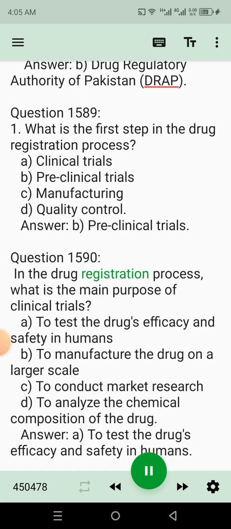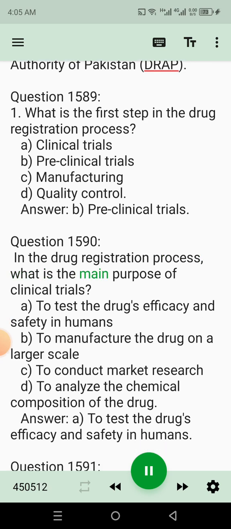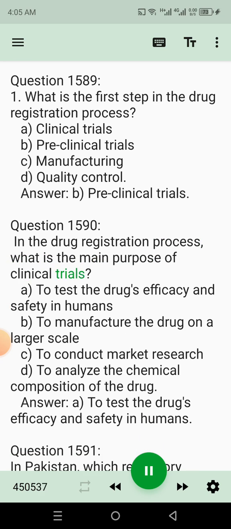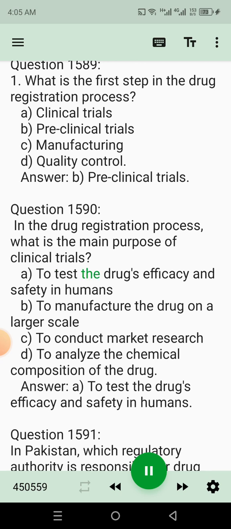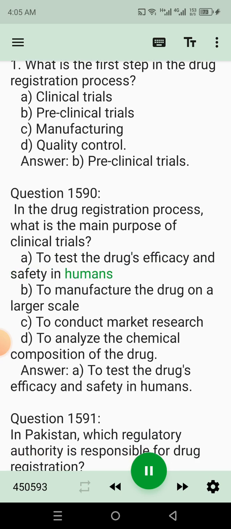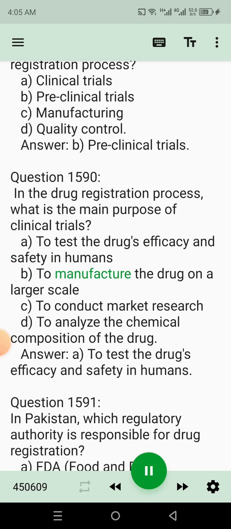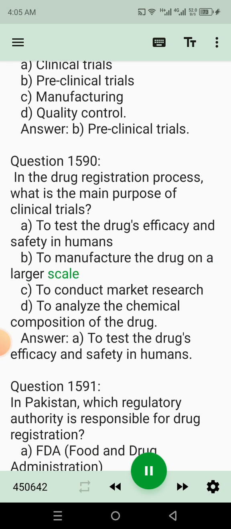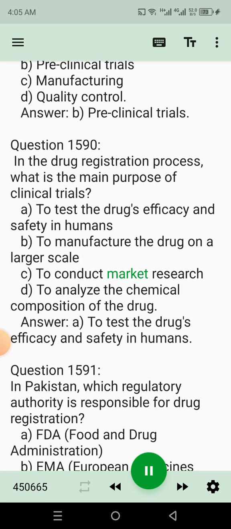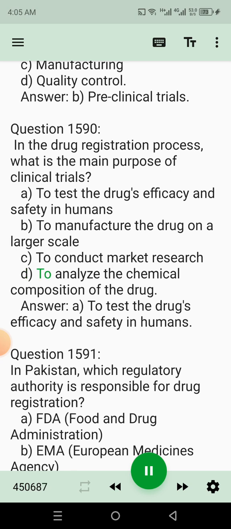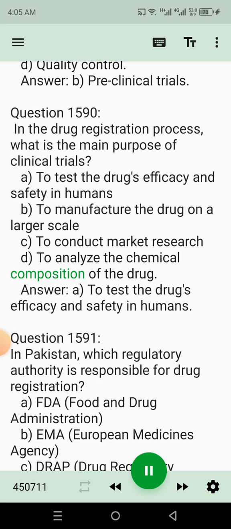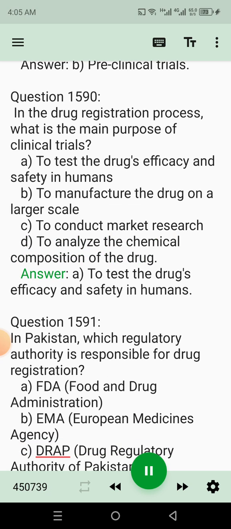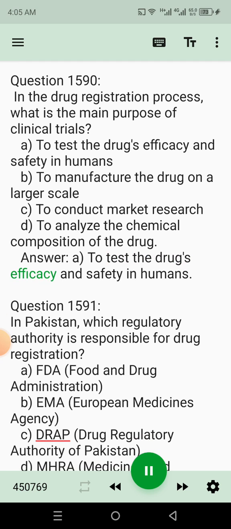Question 1590. In the drug registration process, what is the main purpose of clinical trials? A. To test the drug's efficacy and safety in humans. B. To manufacture the drug on a larger scale. C. To conduct market research. D. To analyze the chemical composition of the drug. Answer: A. To test the drug's efficacy and safety in humans.